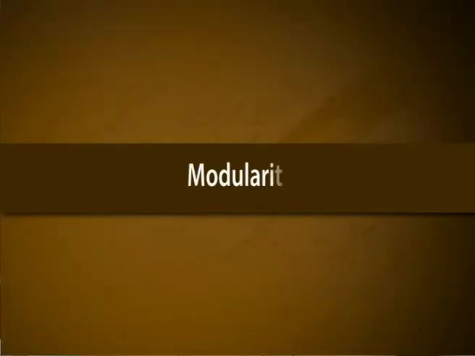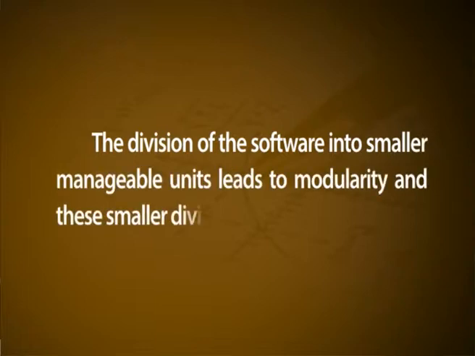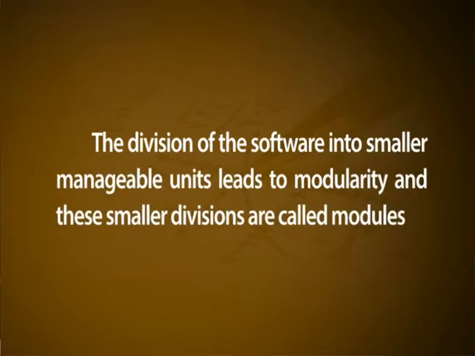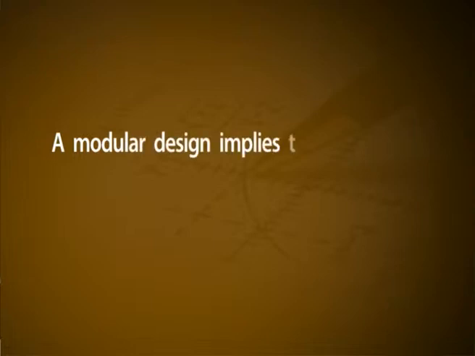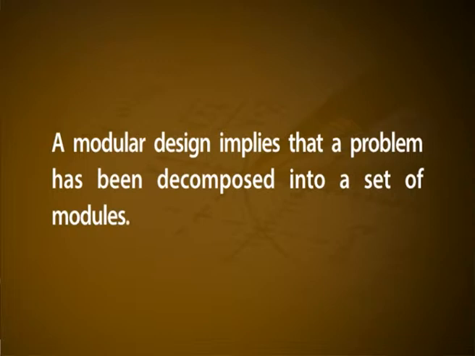Modularity. The division of the software into smaller manageable units lead to modularity, and these smaller divisions are called modules. Each of these modules deals with only a part of the software's overall functioning and acts as an abstract tool for the other modules in the system. A modular design implies that a problem has been decomposed into a set of modules.